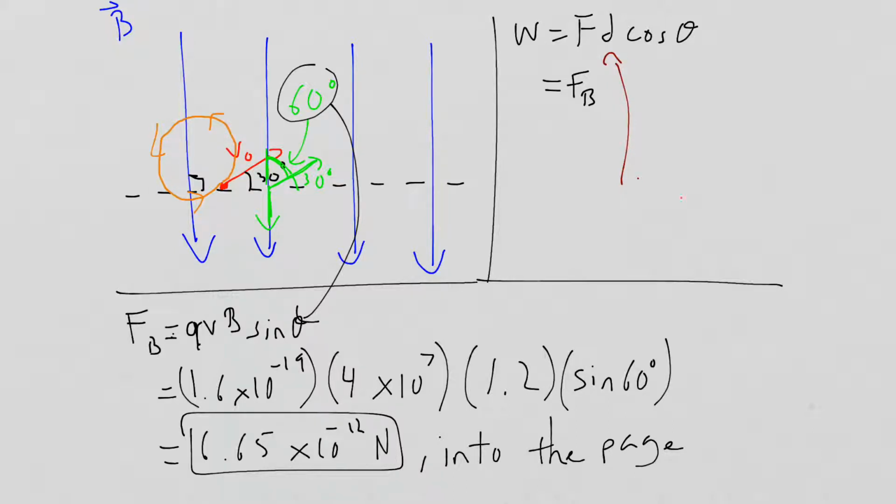What do we know about the magnetic force and the velocity? Well, the magnetic force is into the page. The velocity is in the plane of the page. Those are always perpendicular. So what's theta? Because those are always perpendicular, this is always 90 degrees as it goes in the circle, no matter what. The magnetic force is always into the page at every location around this circle. So cosine of 90 degrees, that's one you should know. So this is FB times D times 0.